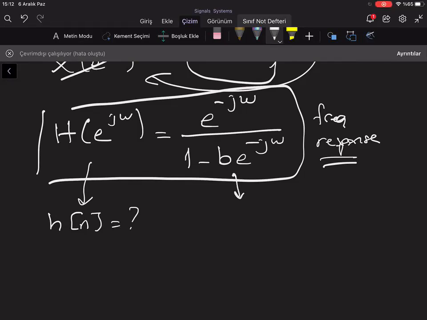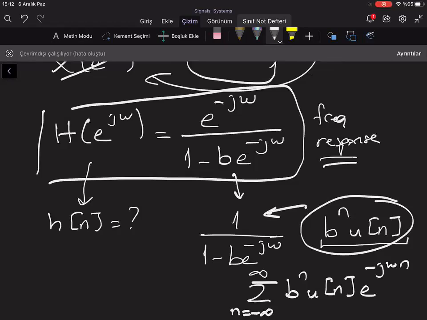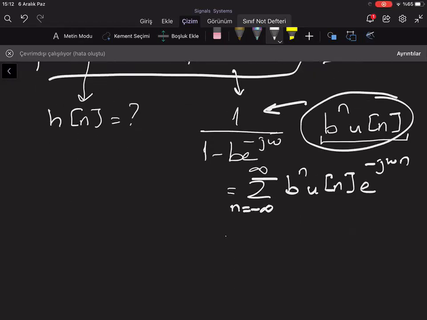If my function would be 1 over 1 minus b e^{-jω}, then the Fourier transform would be of b^n u(n), right? So if this was my signal, then I would write the sum of b^n u(n) e^{-jωn}, from n equal to minus infinity to plus infinity. Now I'm doing a kind of double check if the Fourier transform of this one is this one, okay?